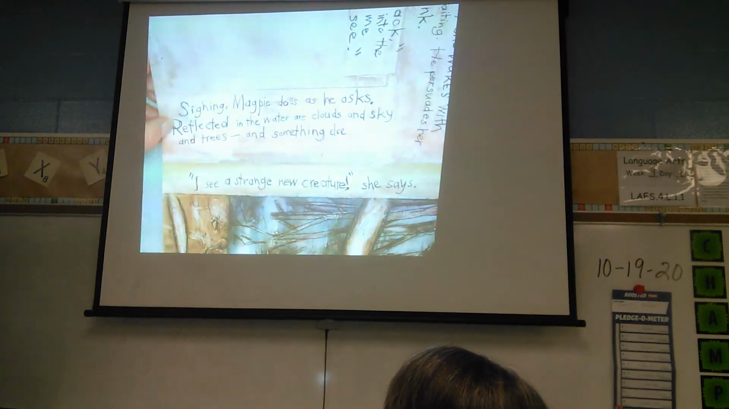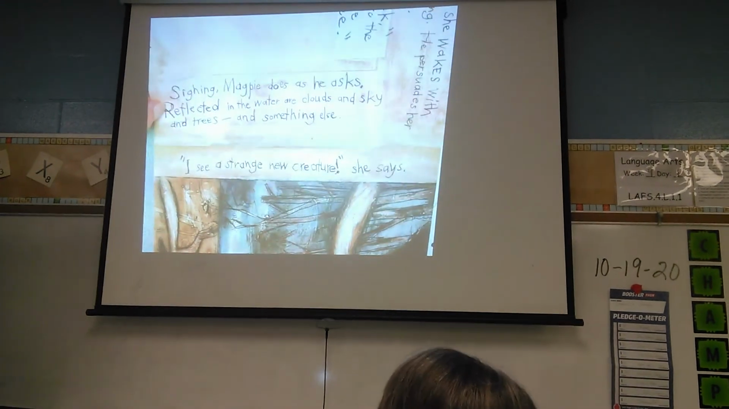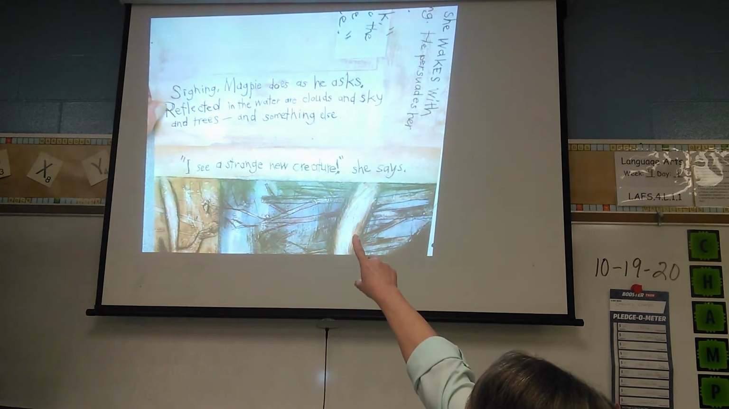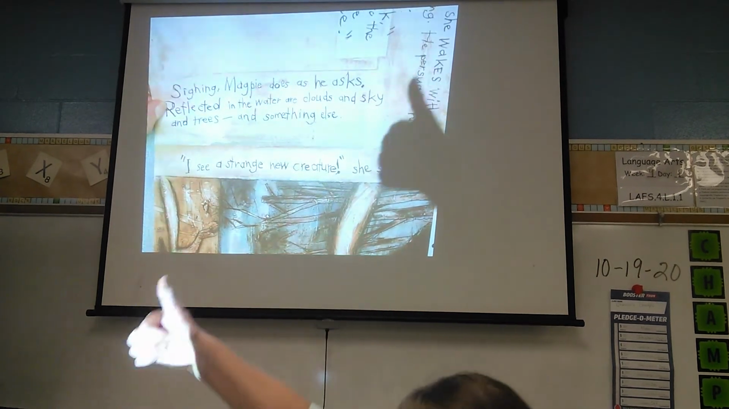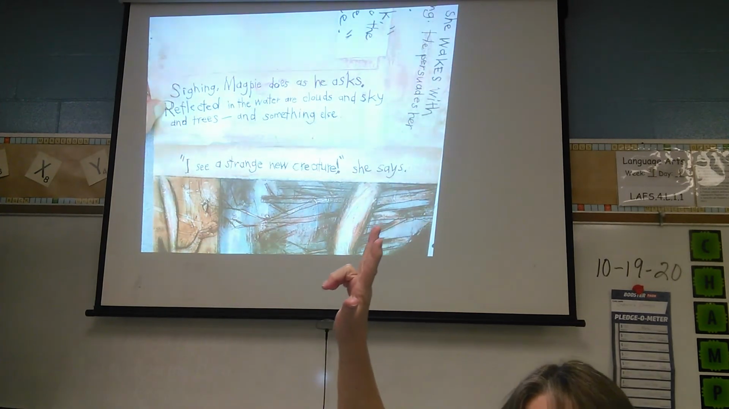Sighing, Magpie does as he asks. Reflected in the water are clouds and sky and trees and something else. I see a strange new creature, she says. So notice the things that she sees, right, in the water. Clouds, sky, trees. How are those connected?